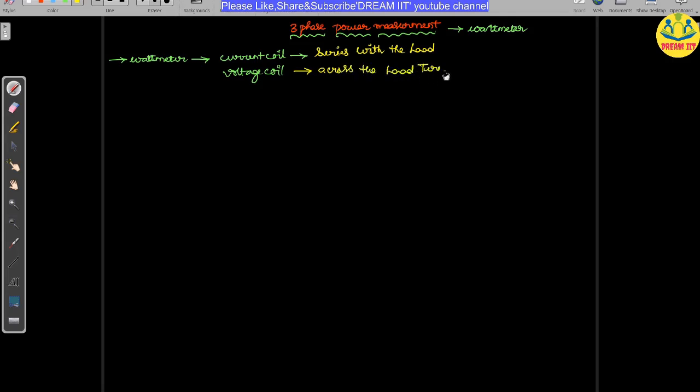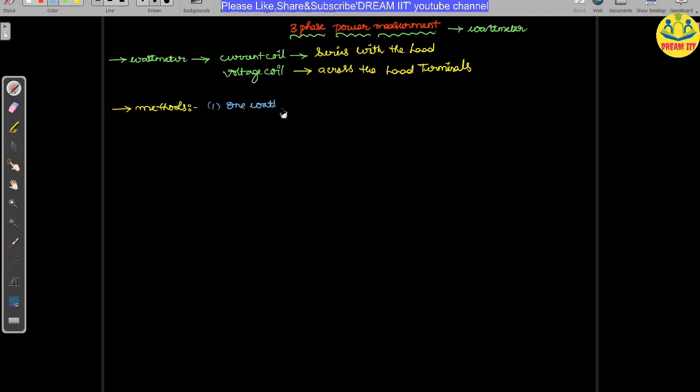So these two coils are present in the watt meter. So two components, that is, two elements are there in any watt meter: a current coil and a voltage coil. Now there are methods to measure the three-phase power. What are the methods to measure the three-phase power? First method we will see is the 1 watt meter method.